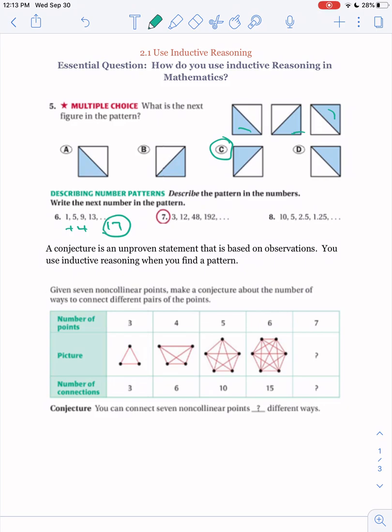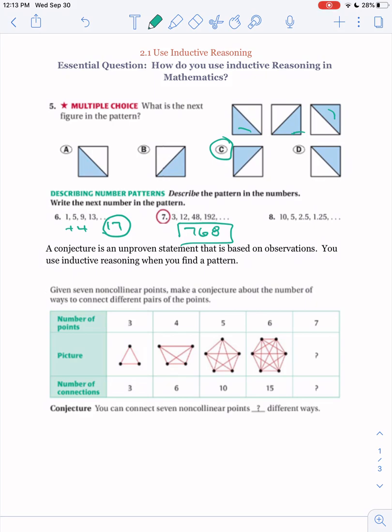3, 12, 48, 192. It looks like we're multiplying the previous number by 4. So I'm going to take 192 and multiply that by 4. So it looks like the next number in the sequence would be 768.